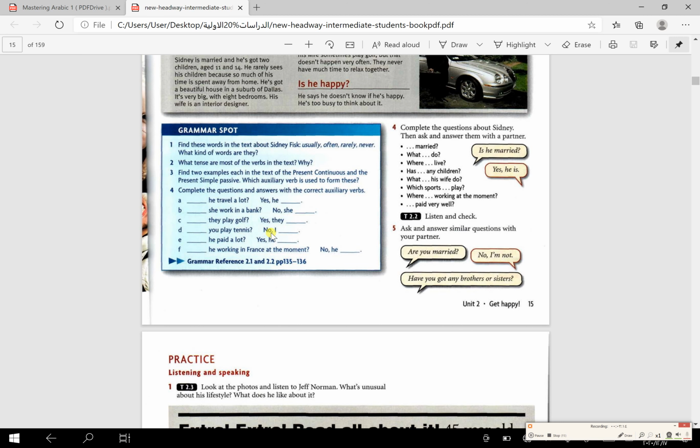And why do we use them? They help us to know how often the verb happens.